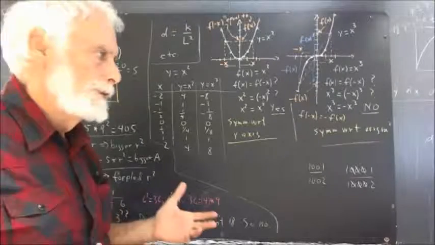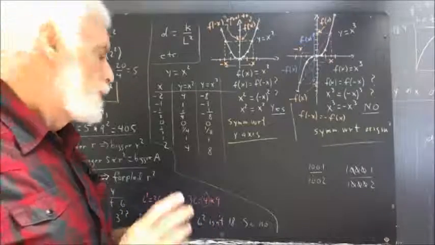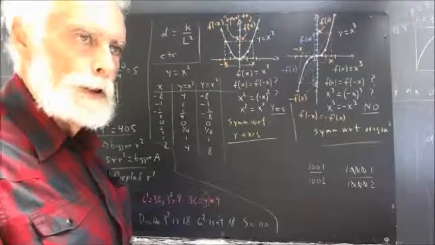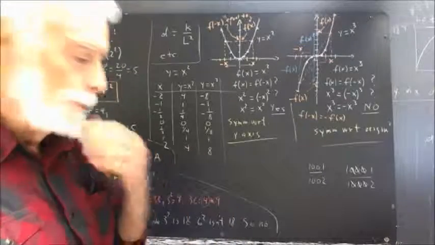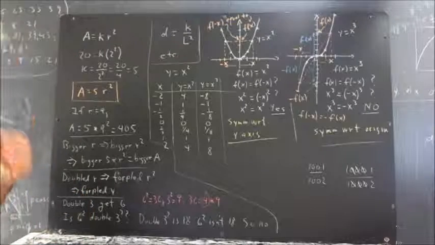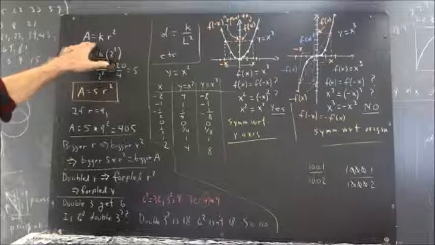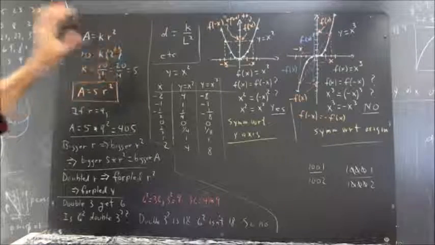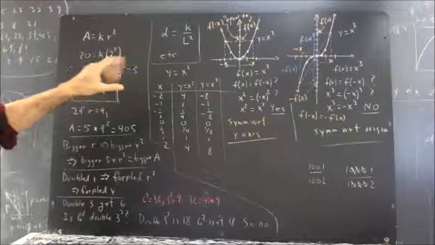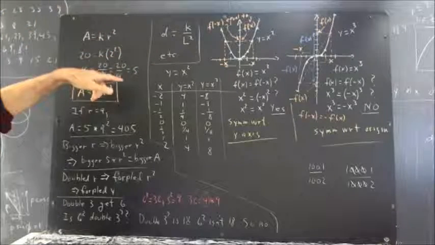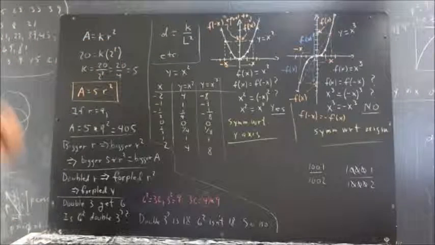The next problem gives us a situation where some quantity A is said to be proportional to the square of R. Maybe there's an interpretation that A is the area and R is the radius or something like that. In any case, A is proportional to R squared, so A equals KR squared, because P is proportional to Q means P equals KQ. So if A is proportional to the square of R, then A equals K times the square of R.